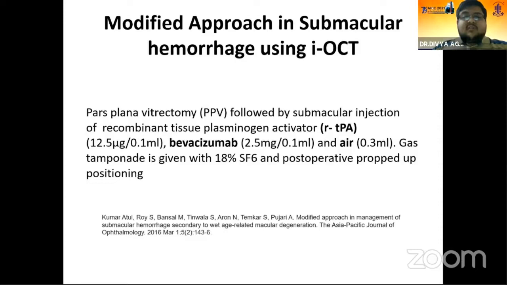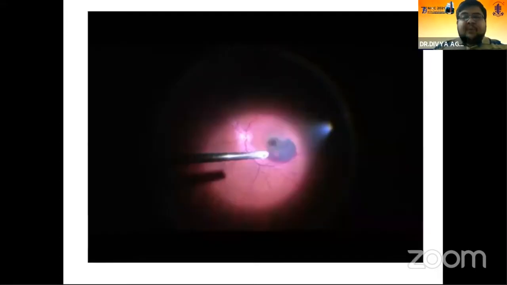So we used a cocktail. We first did pars plana vitrectomy, followed by submacular injection of cocktail of recombinant TPA, which is to liquefy the clot. Then bevacizumab. This bevacizumab is used to prevent rebleeds and to treat the branch vascular network, and air. Air is used for pneumatic displacement of the blood subretinally. So we normally do artificial detachment using a 41 gauge translocation needle, and then we inject this cocktail. Then at the end of the surgery, short-term gas tamponade is given using 18% SF6 gas, and post-operatively propped up positioning was advised.